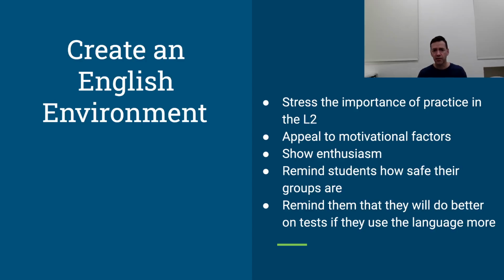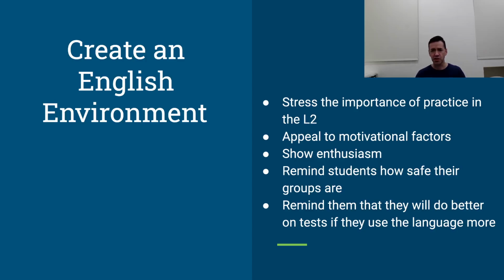Okay. The next part about having interaction in your classroom is creating an English environment. It starts with you. You have to use English with them. If you speak Chinese all the time, they're going to speak Chinese all the time. If you use English all the time, they will speak Chinese in the beginning, but they will slowly start to use more and more English the more that you show this is an English environment.